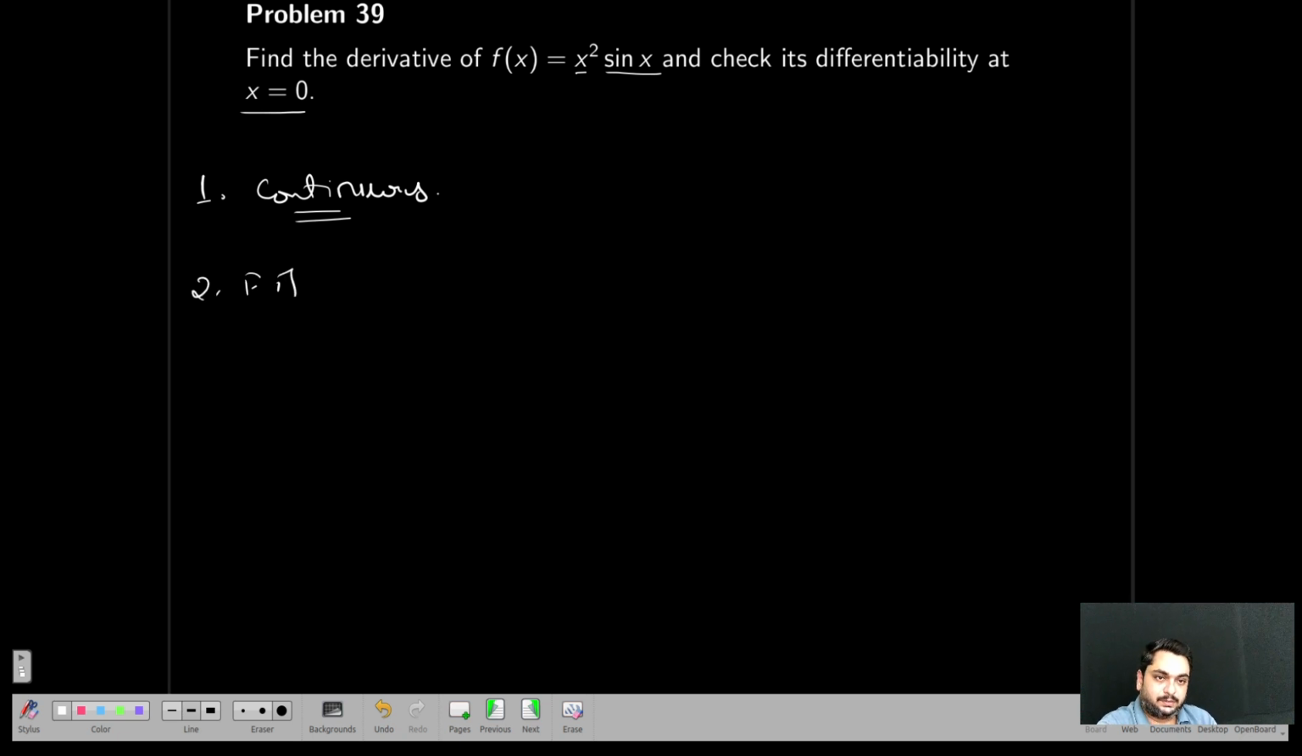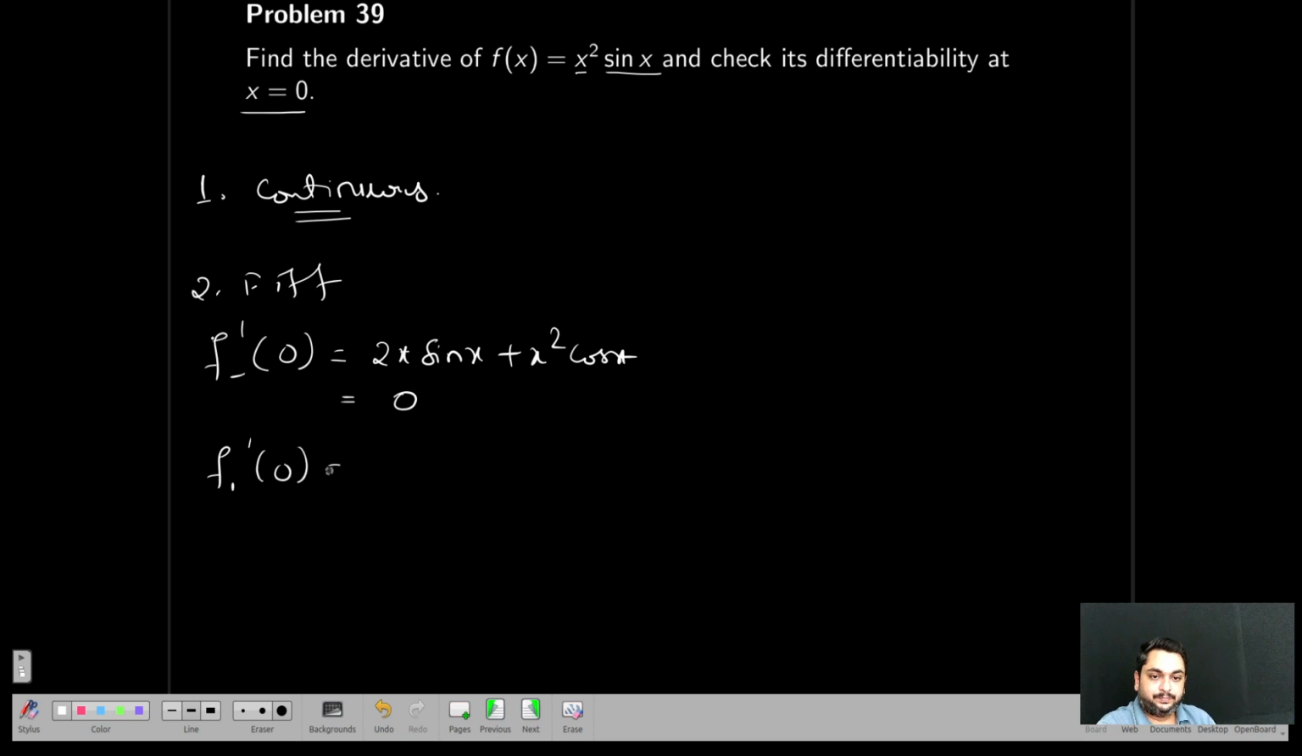Next, check the differentiability. So left hand derivative at 0. So x square sin x differentiation, you do 2x sin x plus x square cos x. So if I put 0, it will be 0. The right hand derivative, then 2x sin x plus x square cos x will be again 0. So hence it is continuous, and left hand and right hand derivatives are equal, hence it is differentiable.